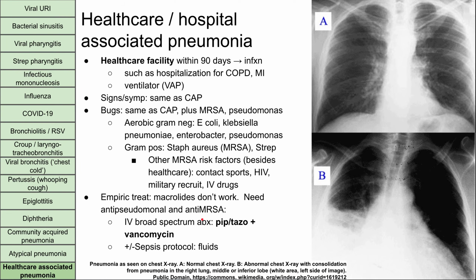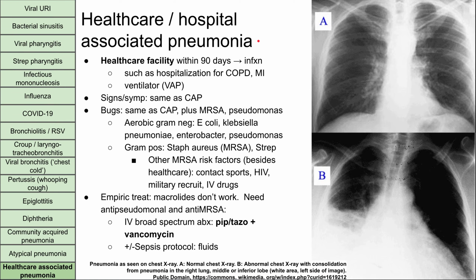Lastly is healthcare or hospital-associated pneumonia. Now, you suspect this in somebody that has a pneumonia, and they have been in a healthcare facility within 90 days. Now, if a person has a pneumonia and then ends up in a hospital, you're not going to suspect healthcare-associated pneumonia. You'll suspect community-acquired pneumonia. But if a person develops pneumonia while in the hospital, it's likely to be healthcare-associated pneumonia. And really the big difference here is what you use as empiric treatment, as we'll see.